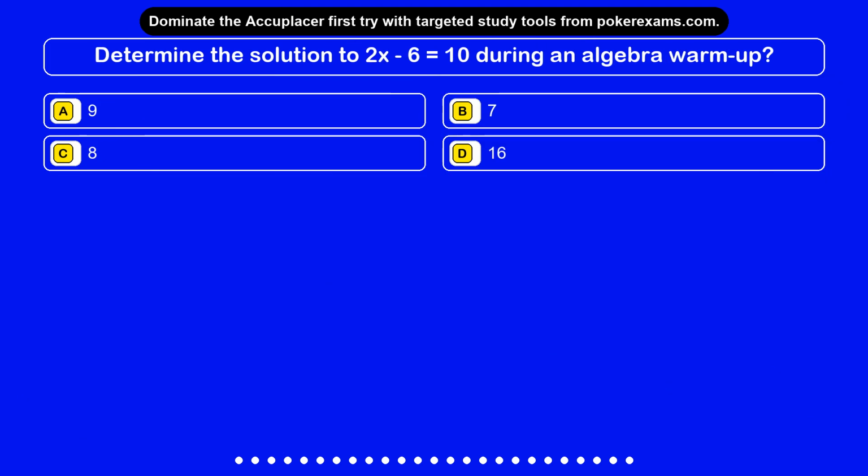Question 7. Determine the solution to 2x - 6 equals 10 during an algebra warm-up. Option A, 9. Option B, 7. Option C, 8. Option D, 16.